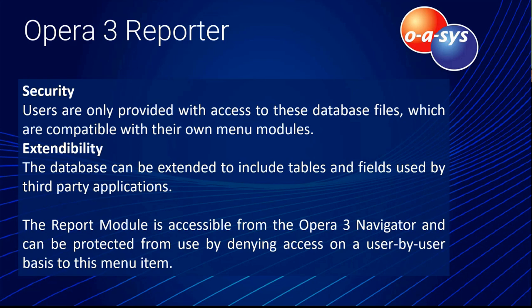What we mean by that is the development tools or development utilities you have in your system will be reportable from within the reporter module. The reporter module is accessible from the Opera 3 navigator, and you can be protected from use by denying access on a user by user basis on the menu item. So if you don't want users to have access to the reporter, you can deny the access on the user account.